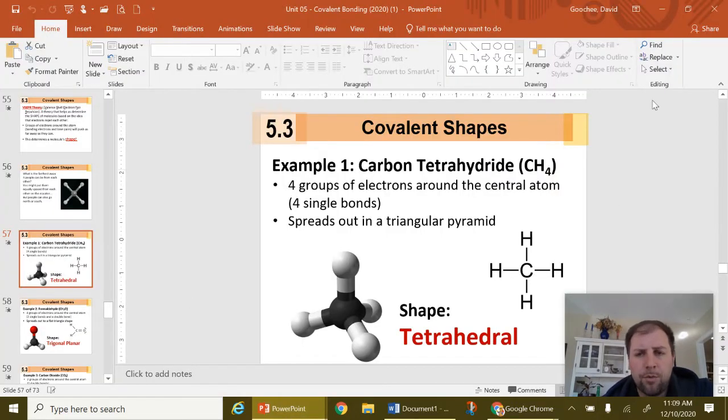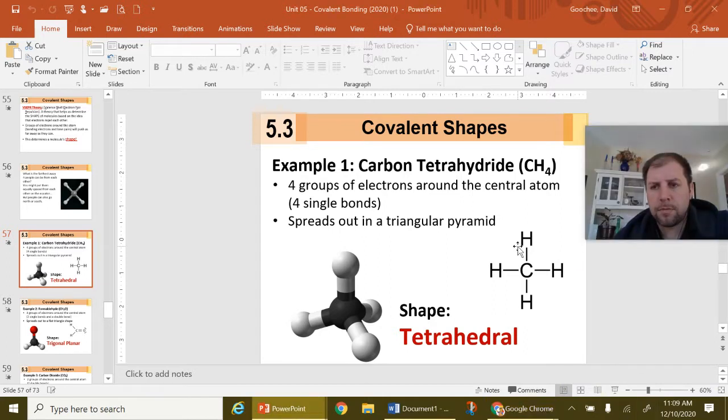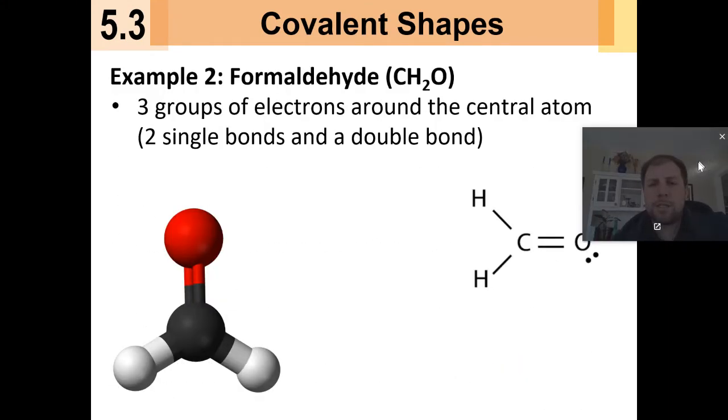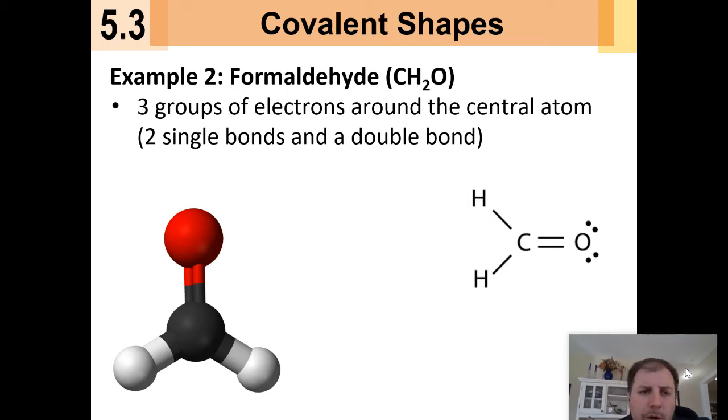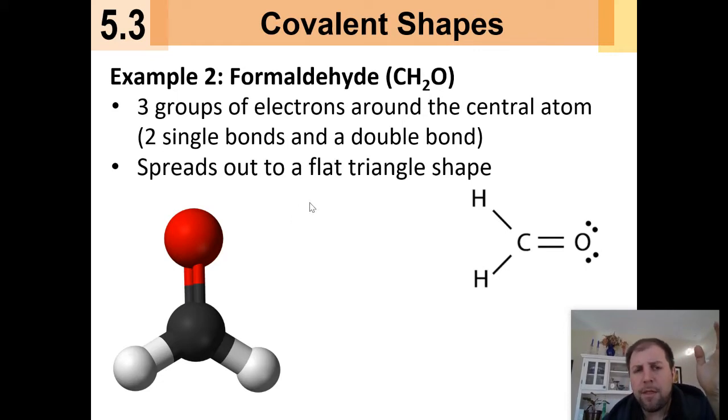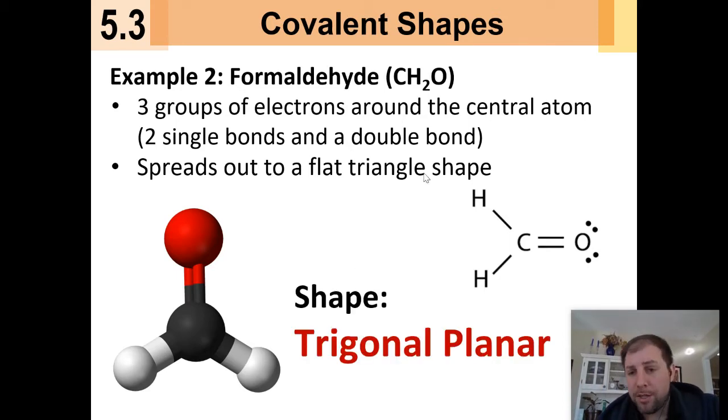Let's take a look at another one. Another one would be this, formaldehyde, CH2O. This is three groups of electrons bonding around a central atom. There's two single bonds, and then there's a double bond right there. Now, if there's three bonds going on around a central atom, they kind of spread out into a flat triangular shape that we call trigonal planar. So if there's three things going on around the central atom, we call it trigonal planar.